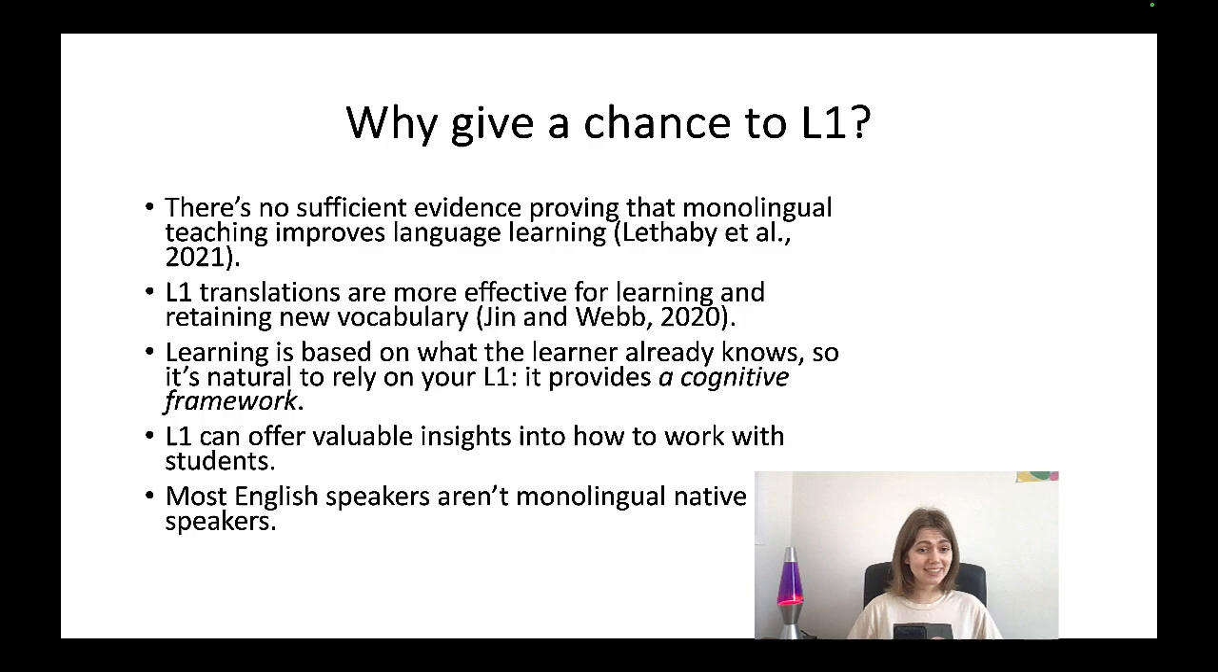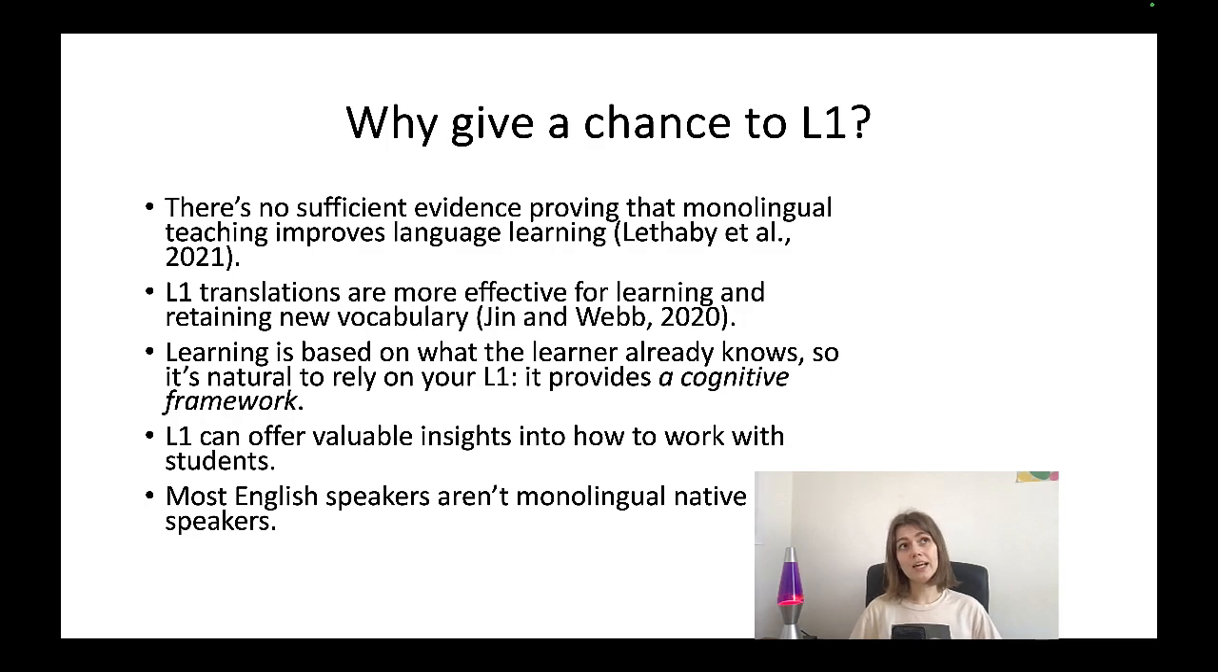And the final bit: most English speakers are not monolingual native speakers. Your students in the wild, unless they're relocating to an English speaking country, but even then, they're probably not going to be surrounded by native speakers 100% of the time. And it's useful to show them how their L1 could be useful in that communication and how they could rely on it.